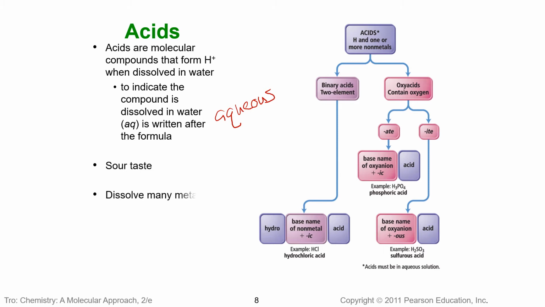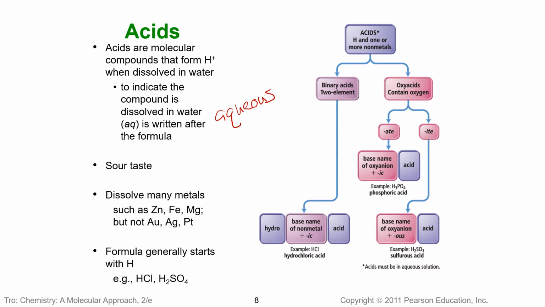Now, acids have a sour taste, and you're probably familiar with this if you've ever had citrus fruit. You know that it's got that sour taste to it. They dissolve lots of metals, but they do not easily dissolve gold, silver, or platinum. This is part of the reason why these metals are precious metals, because they're very unreactive.